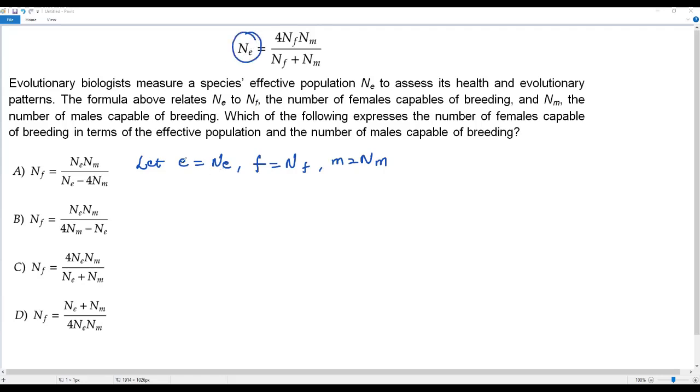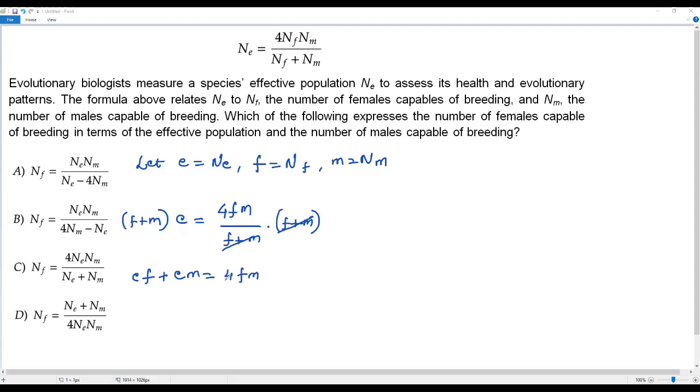So now this Ne can be replaced by E. Then 4 times NF can be replaced by 4F, and Nm can be replaced by M. Then we get F plus M in the denominator. Now in this equation, I have to solve for F, because F represents NF, the number of females capable of breeding. To solve for F, first let me get rid of the denominator F plus M. For that, I multiply both sides of this equation by F plus M. So F plus M will cancel out. Now I have to distribute E to F and M. When I distribute E to F, it becomes EF plus, and distributing E to M, it becomes EM equals 4FM.